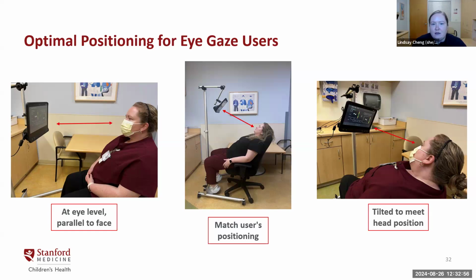In position 3, the user's natural comfortable position is tilted to the right. So again, the device is tilted to meet the head position, but is still parallel to the face. Again, it's quite small, but you can see both dots for both eyes.